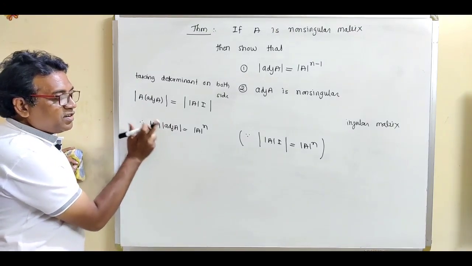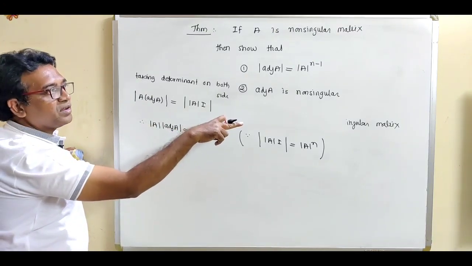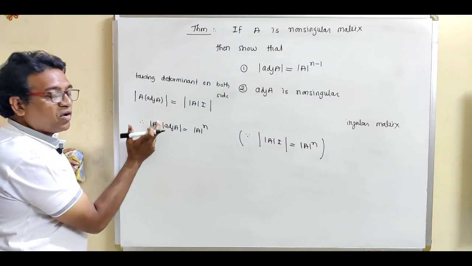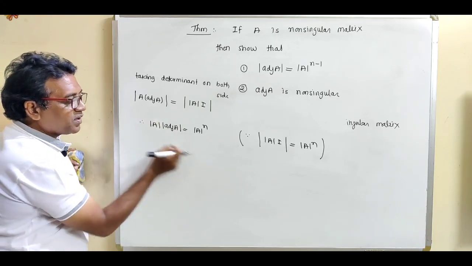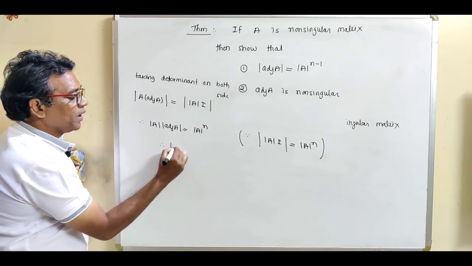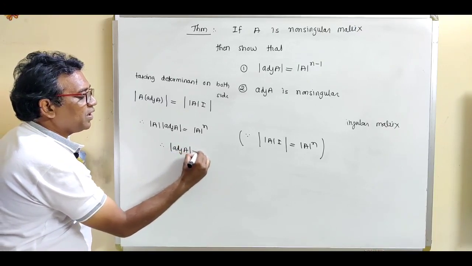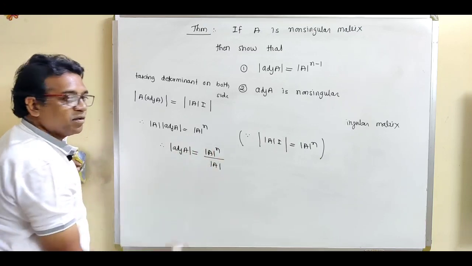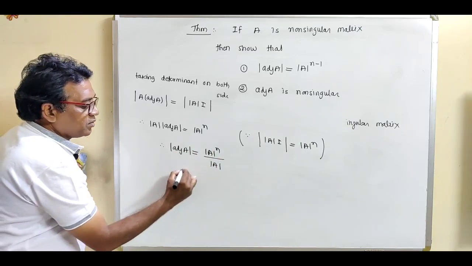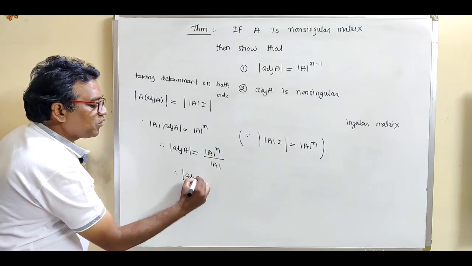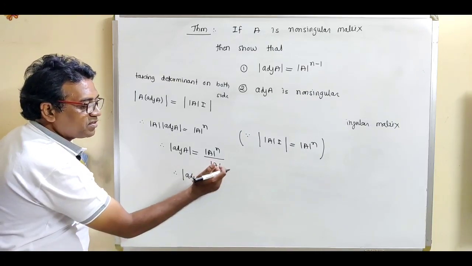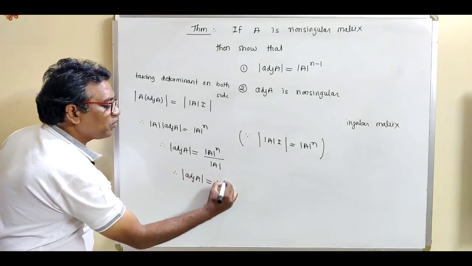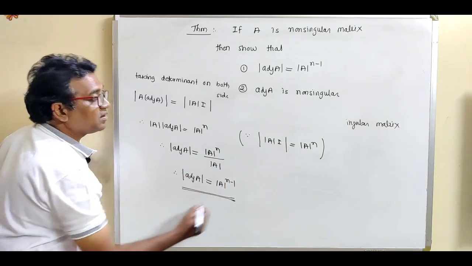Now let us divide by this determinant of A, because that is a non-zero quantity, because it is given that A is a non-singular matrix. Non-singular matrix means determinant of A not equal to 0. This is non-zero, which means we can divide by this quantity. So determinant of adjoint of A is same as determinant of A raised to n divided by determinant A. So just simplify this. Determinant of adjoint A is equal to determinant of A raised to n minus 1, that is the required answer.